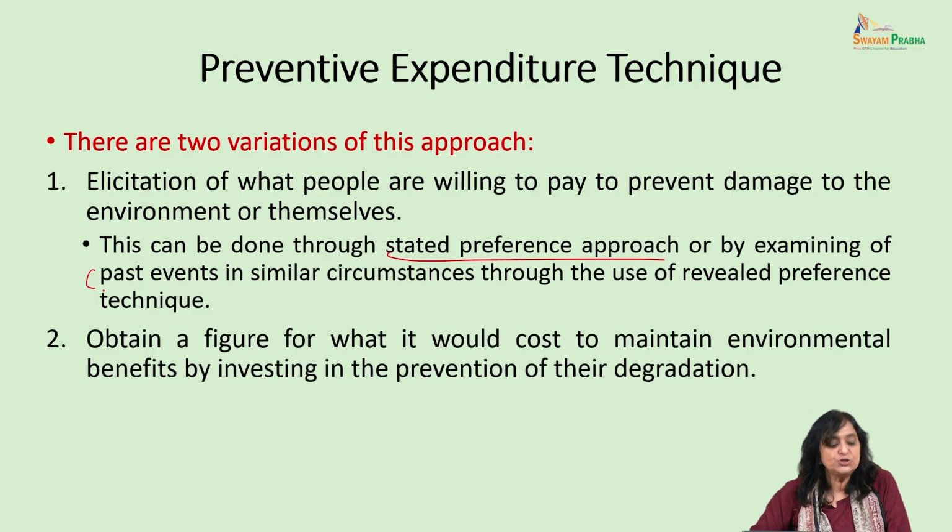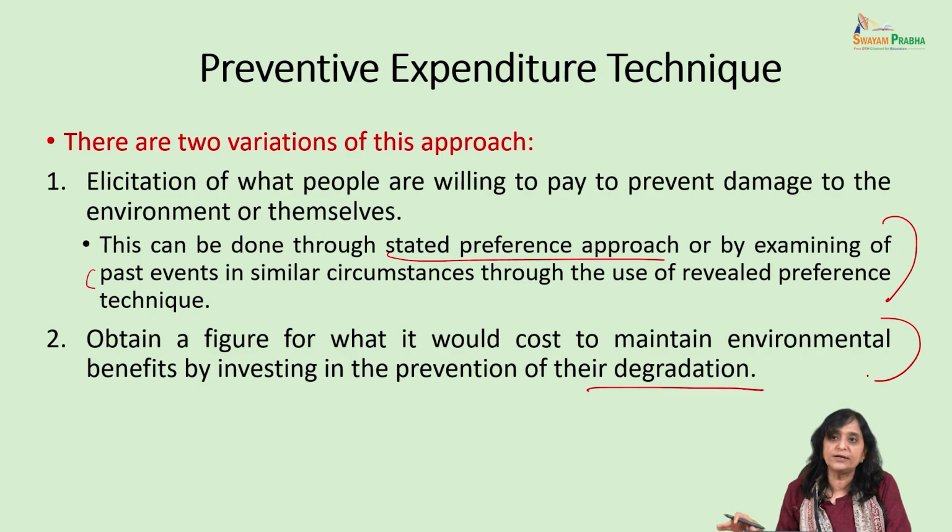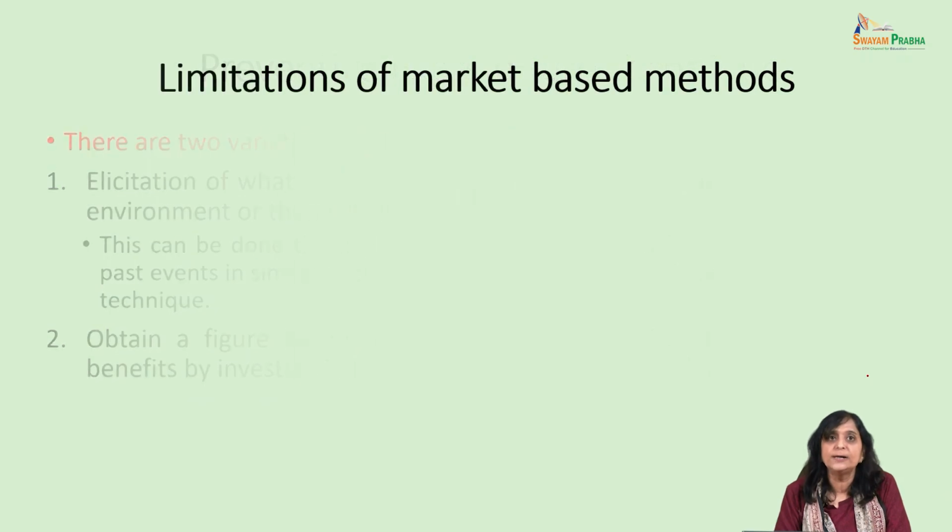The second approach is you obtain a figure for what it would cost to maintain environmental benefits by investing in the prevention of their degradation. That is, if I avoid this degradation, how much money we will have to spend to avoid this environmental degradation. So one is you are going to individuals and then aggregating their responses. Other is at the cost level, at the unit level, we are trying to understand that if I want to maintain the similar quality of environment, or if I want to improve the environmental quality, the air quality, how much money I would be needing to spend on it. So those are the two approaches to your preventive expenditure technique.